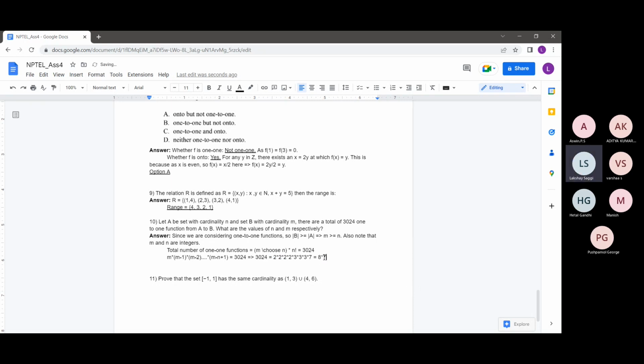So 8 times 7, and then the remaining elements would be 2 times 3 times 3 times 3. These 3 into 3 can be factorized as 9, and this 2 into 3 can be written as 6. So this can be written as 6 into 9. So I got a product of consecutive integers, 6 times 7 times 8 times 9.